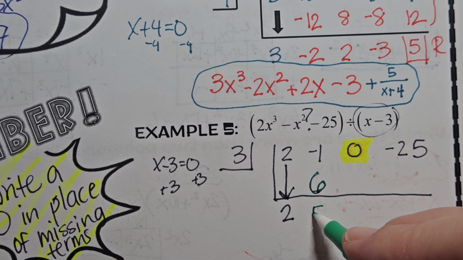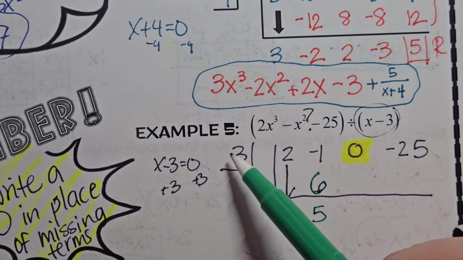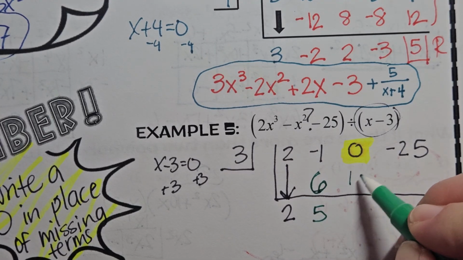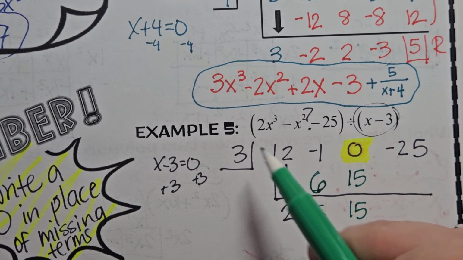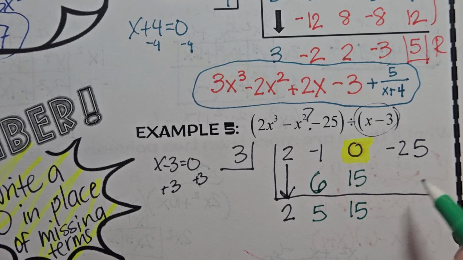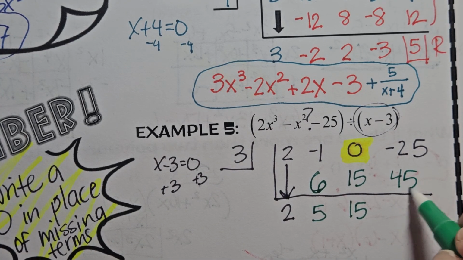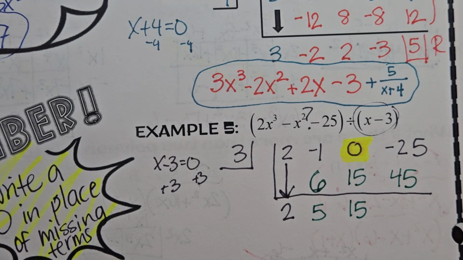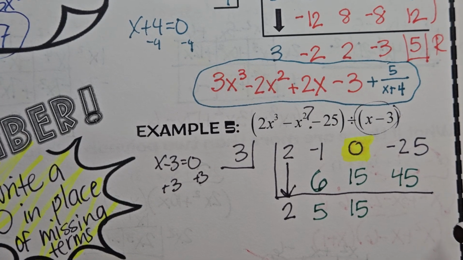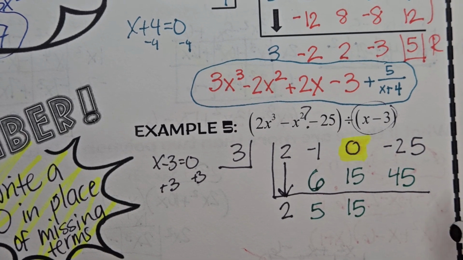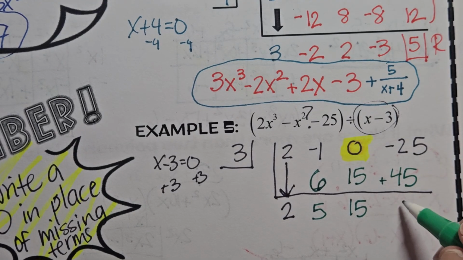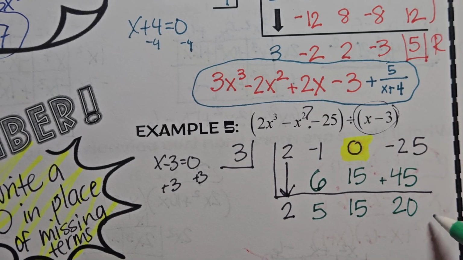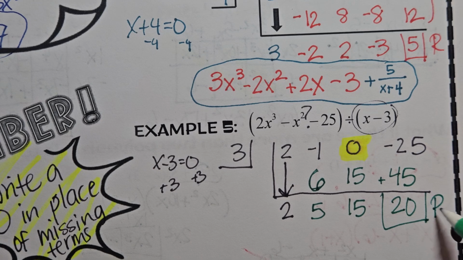Negative 1 plus 6 is 5. And then repeat. 3 times 5 is 15. 0 plus 15 is 15. 3 times 15 is 45. And don't be alarmed if you get bigger numbers. That's okay. It shouldn't be in the hundreds, but double-digit numbers are okay. And then negative 25 plus 45 is just going to be positive 20. And since we've run out of room, that's the remainder.